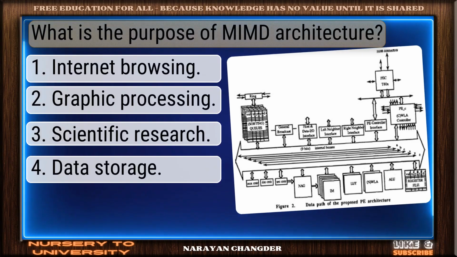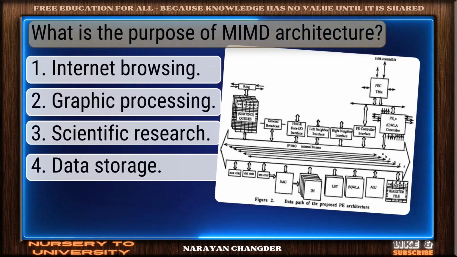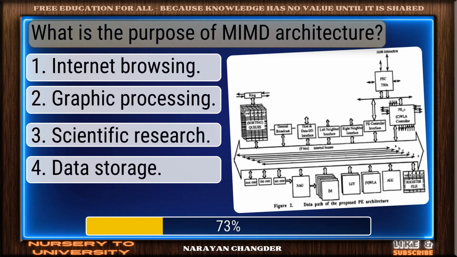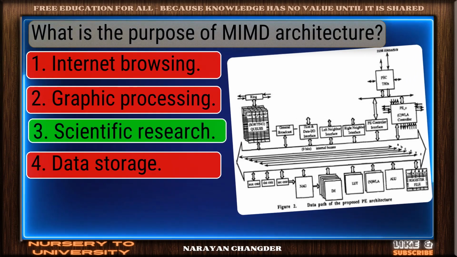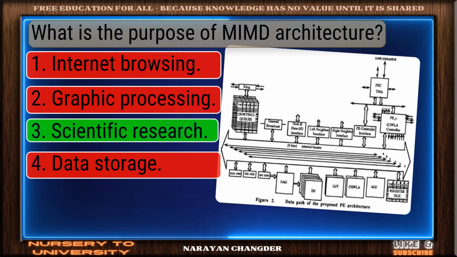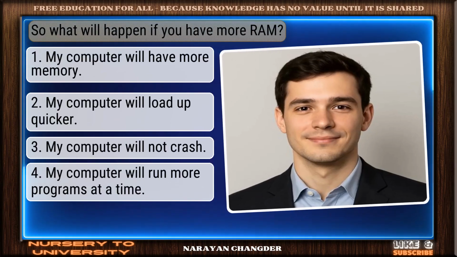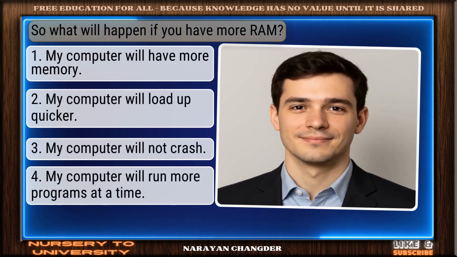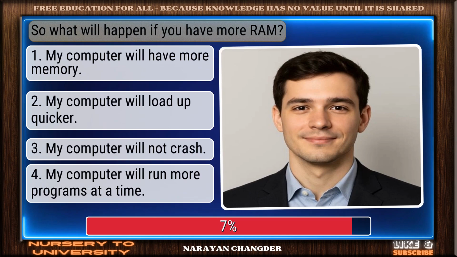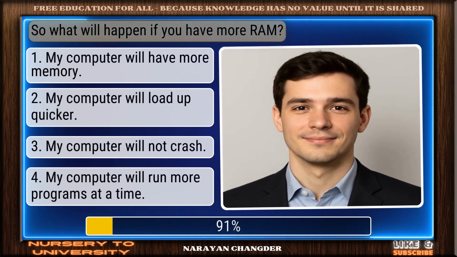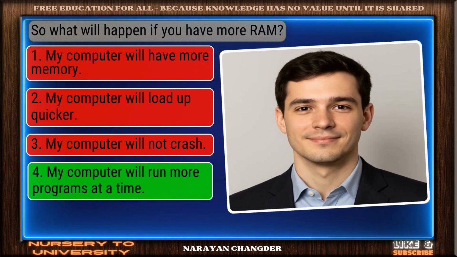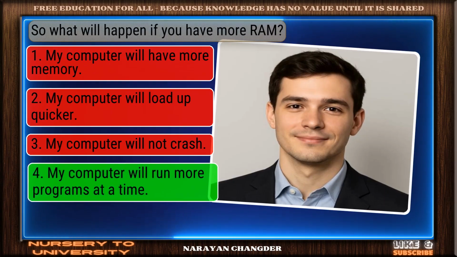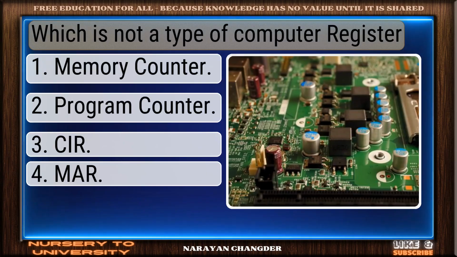Question number 35. What is the purpose of MIMD architecture? Smart pick. Scientific research is the correct choice. Question number 36. So what will happen if you have more RAM? You're right. My computer will run more programs at a time is the correct answer.